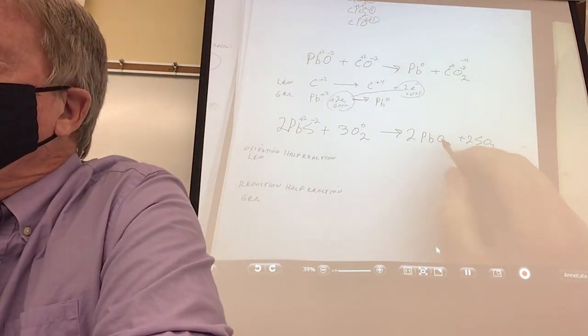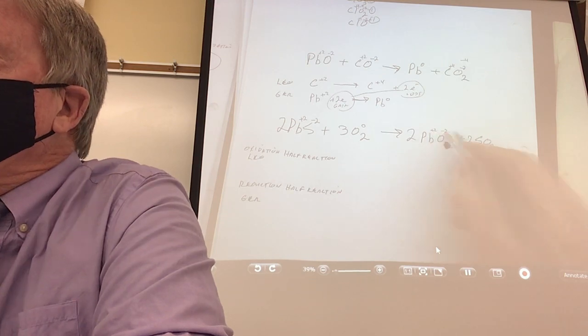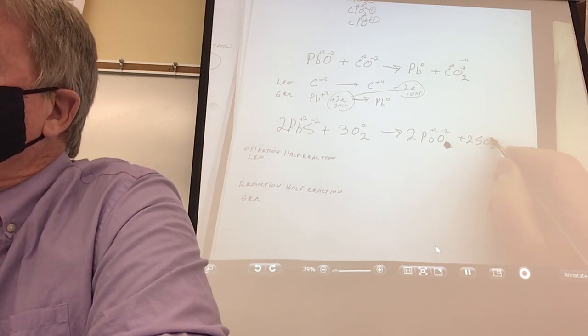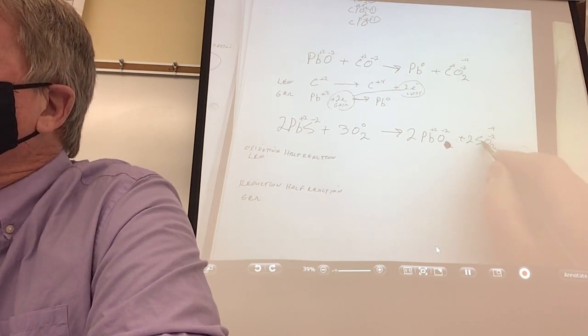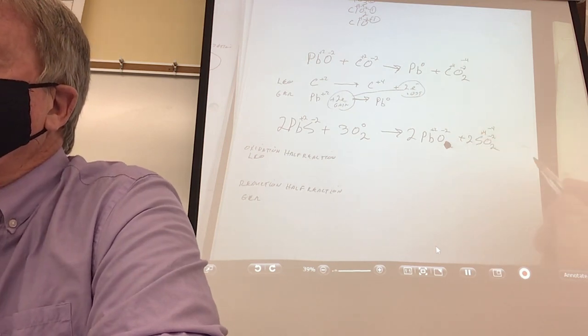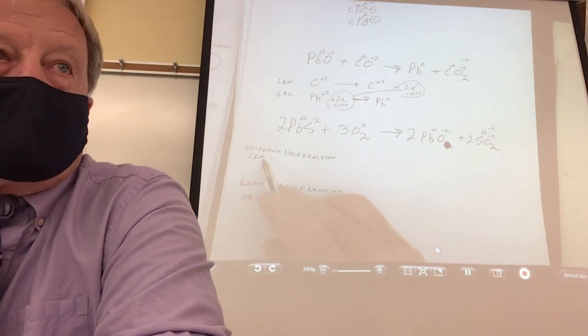Go ahead. Lead is +2, oxygen is -2. Okay. Sulfur is -2, oxygen. Okay, so if oxygen is -2 and I have 2 of them, that'd be -4. So what does the sulfur have to be? +4. All right, now as we look through there, if you lose negative electrons, you become more positive.